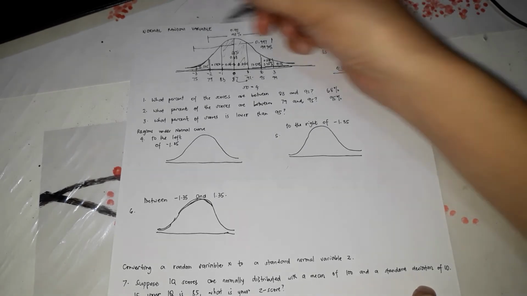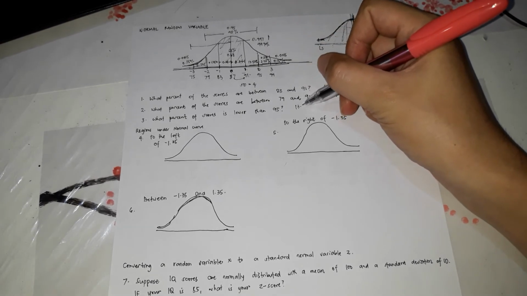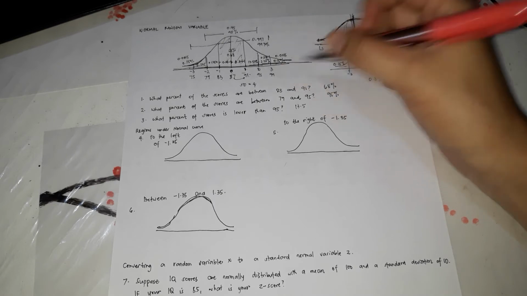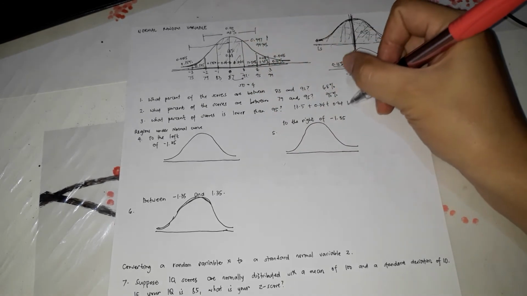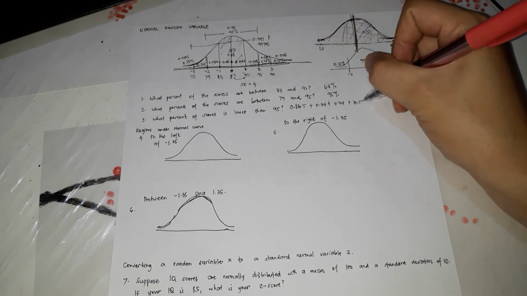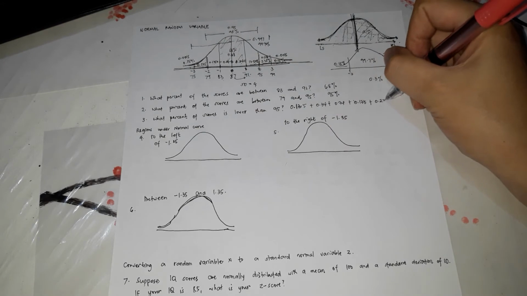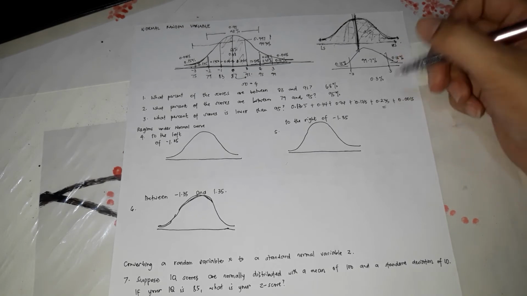So this is 0.15% or 0.0015. To answer this, below 95, let's have this first. Below 95, 13.5. Ang area naman nito is 0.34. Area nito is 0.34. This side is 0.135. This one is 0.135. Area naman nito is 0.0235 plus area of this is 0.0015. So what you're going to do is add them.